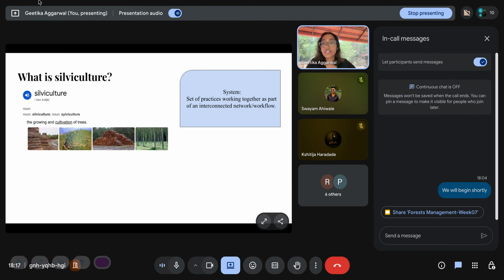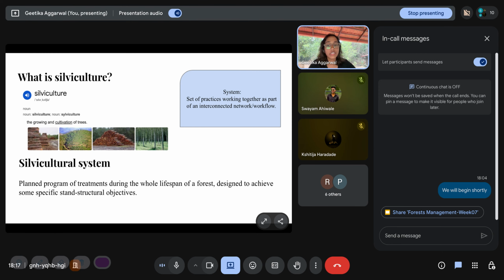And what is a silvicultural system? It's basically a system that you follow to grow trees. So it's a planned program of treatments which you use during the whole lifespan of a forest, which is designed to achieve your specific stand structural objectives. So we discussed the stand structural objectives. You can have objectives about the age structure of your forest, about the species composition, about the distribution of trees, about having certain attributes in your forest. All of these structural objectives can be achieved by having a certain silvicultural system, and it is a planned program of treatments which you can use throughout the lifespan of your forest.